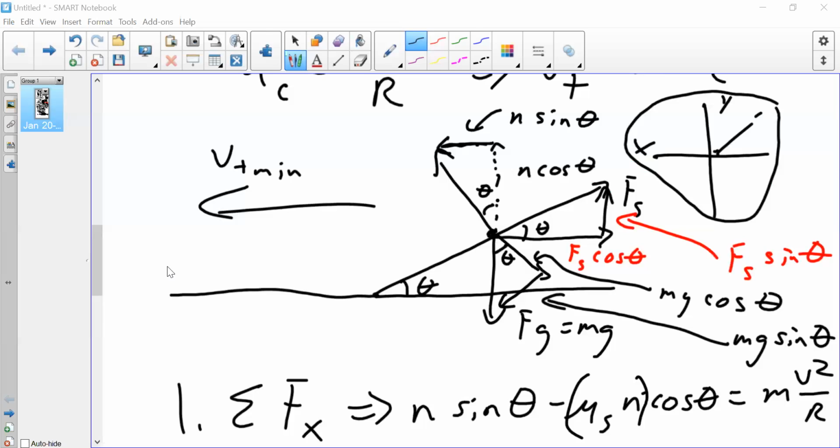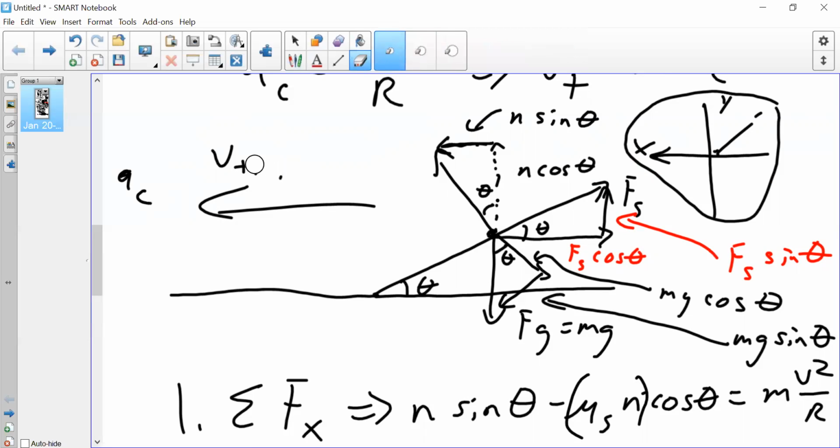Where are things pointing? Where's the acceleration? Where's the net acceleration pointing? To the right or to the left. And that's my positive axis in this case. That's my acceleration direction, AC. V min is tangential, so that's the direction of AC. You got that so far?